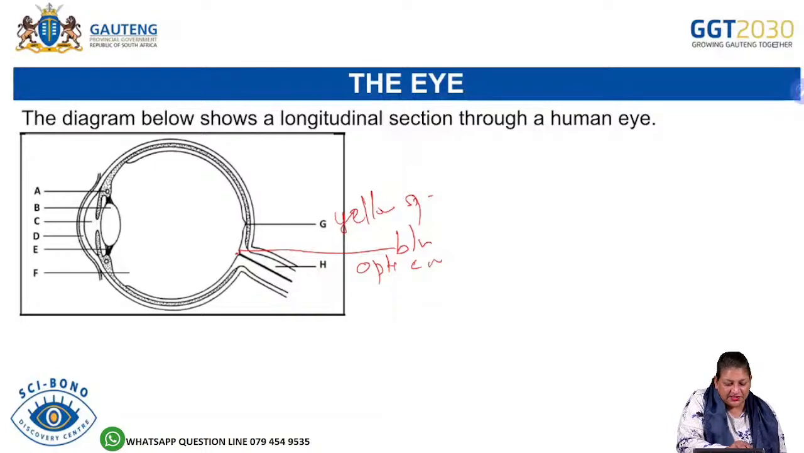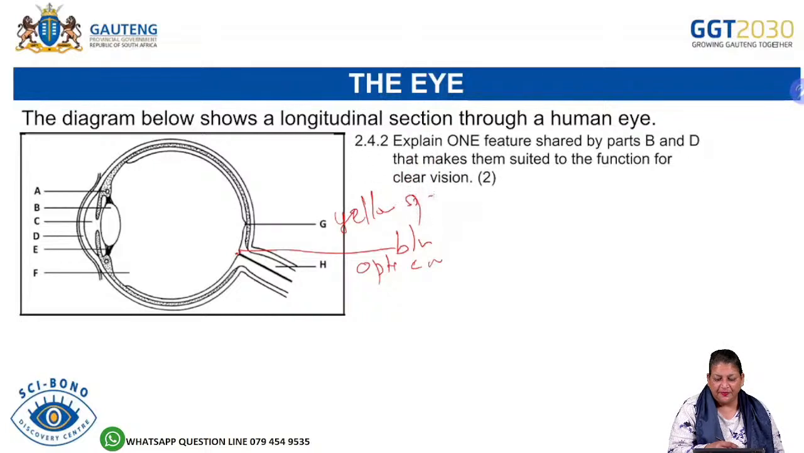What is this D? This D actually is in line with the tough white protective coat called the sclera. So here's my sclera, which is opaque, it's white, and it extends in the front to D, which is my transparent cornea. And then what is E? E is my suspensory ligaments. And then what is F? This is my fluid called the vitreous humor, which is jelly-like. Now I've analyzed my diagram on the eye. Now I look at the questions.